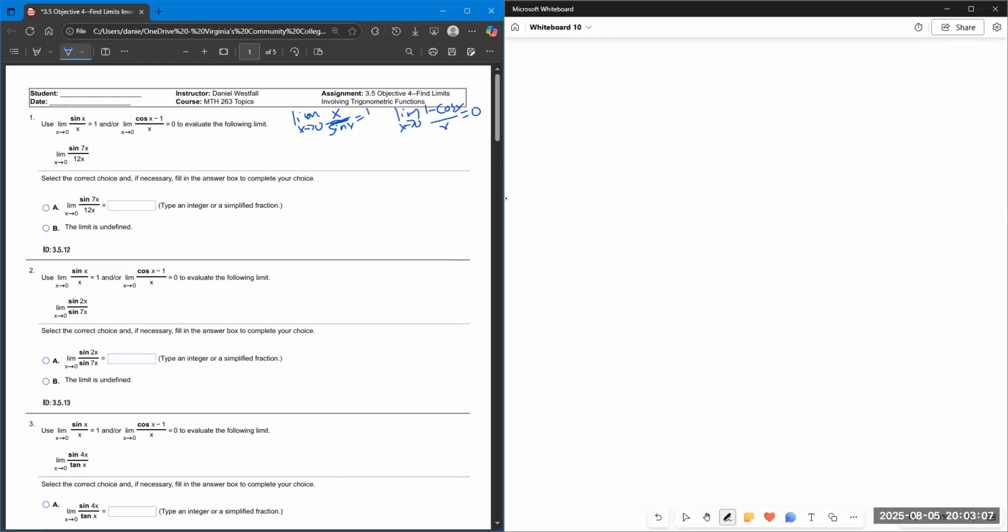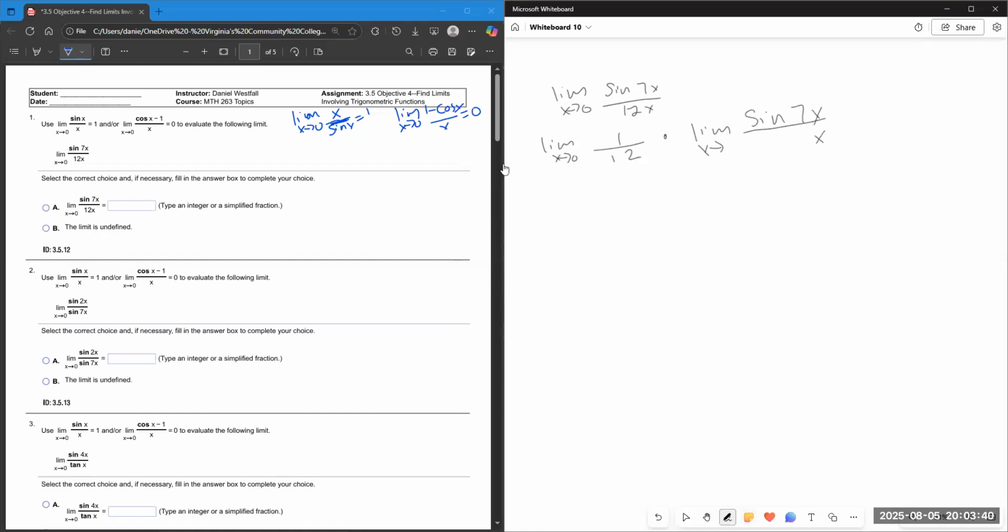So, okay, limit as x goes to 0 of sine of 7x over 12x. The first thing I want to do is pull this piece off here that's 1 over 12x and separate it from the sine. Actually, leave the x over here. Sine of 7x. So I've almost got what I need here.